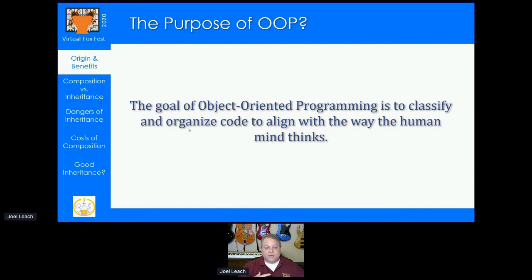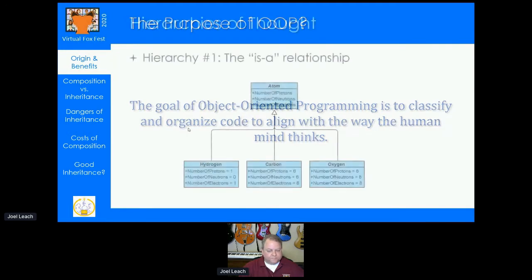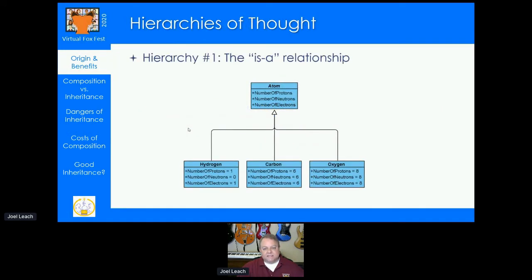Well, let's bring this back to inheritance. As humans, we tend to think about real-world objects in relation to other objects and in hierarchical fashions. Well, what do I mean by that? There are two key hierarchies that we use in the way that we think. The first is the "is a" hierarchy, or relationship, that I talked about previously. So take atoms, for example. There are different types of atoms: hydrogen, carbon, oxygen.